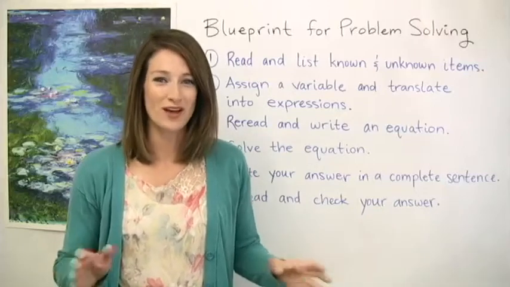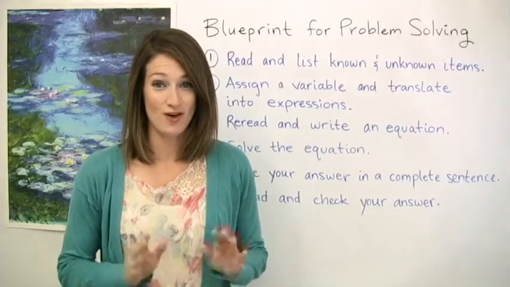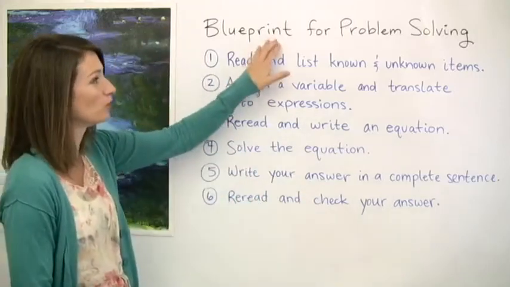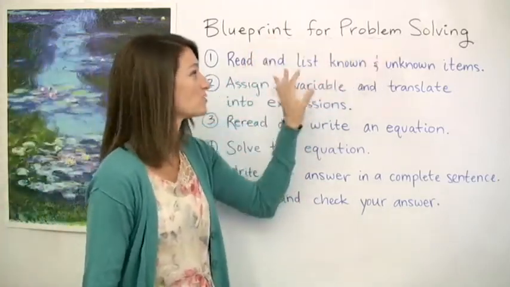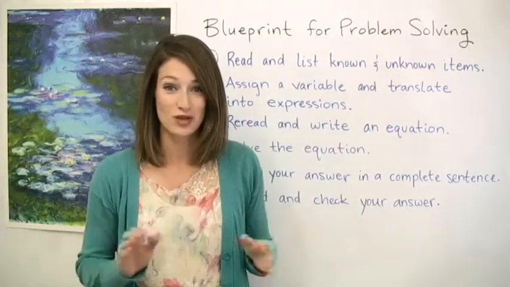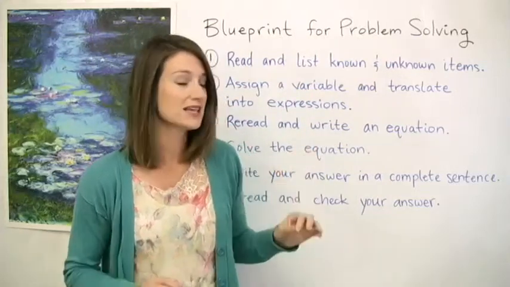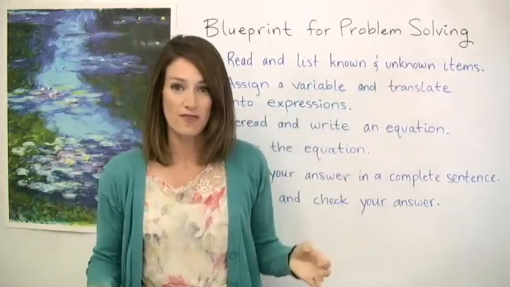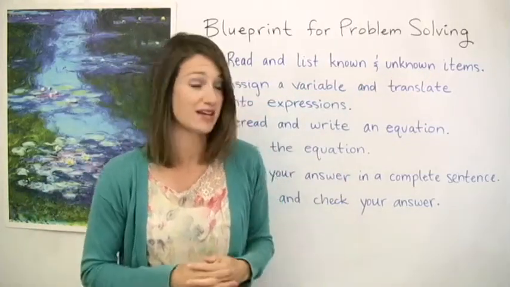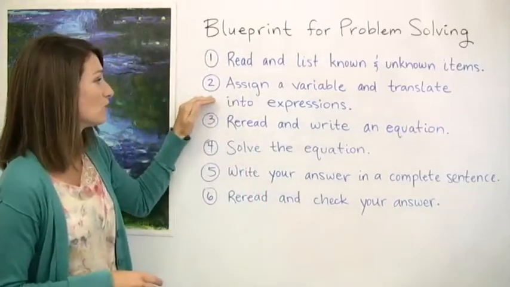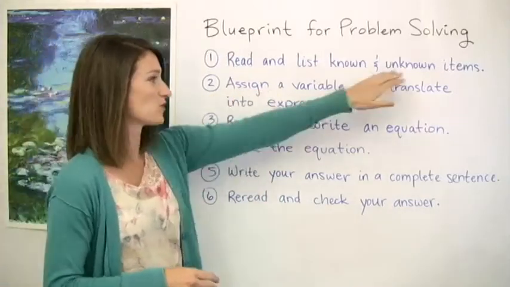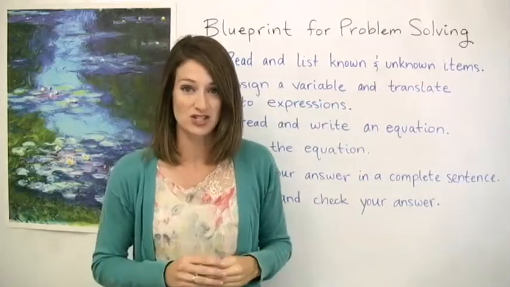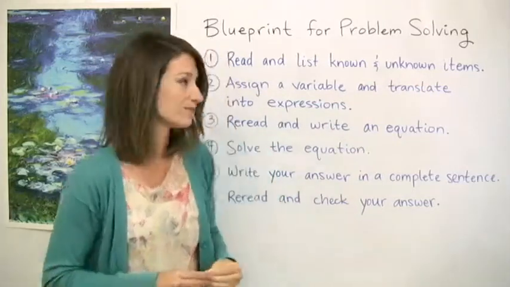We are going to use what you know about equations in order to solve application problems, and we'll do that using our strategy called the blueprint for problem solving. So the first step of the strategy is to read through the problem and then mentally list all of the known and unknown items. Think about what the question is asking you to find out. Number two, we're going to assign a variable to one of those unknown items and then translate the rest of the information into mathematical expressions.